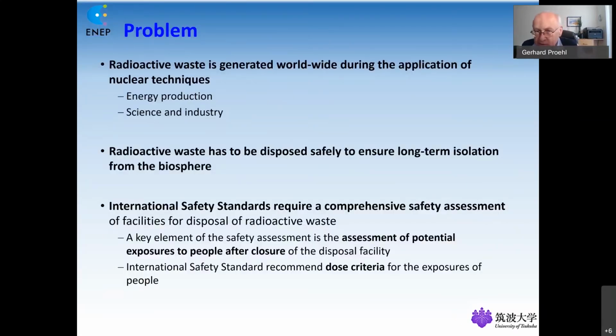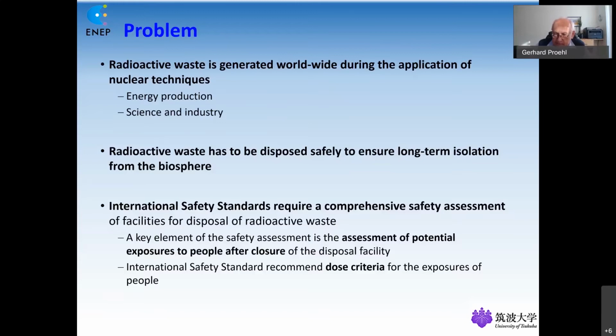With waste, disposal of waste, we have the following problem. We all know that radioactive waste is generated worldwide during the application of nuclear techniques, and this includes energy production, science and industry, and also medicine. However, once generated, radioactive waste has to be disposed safely to ensure long-term isolation from the biosphere. I mean, this is pretty obvious.